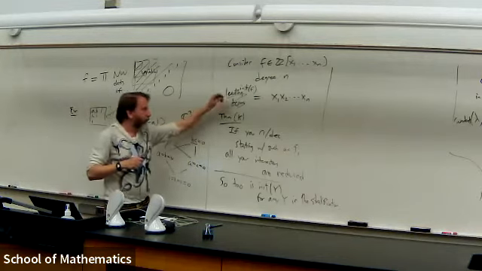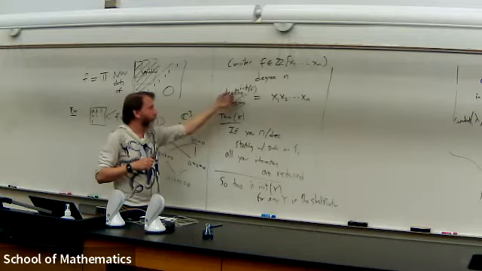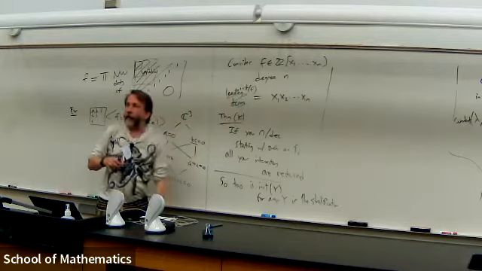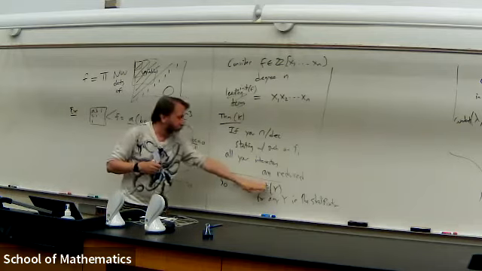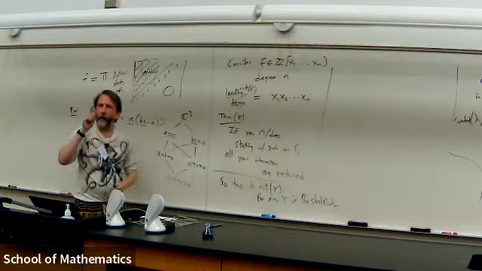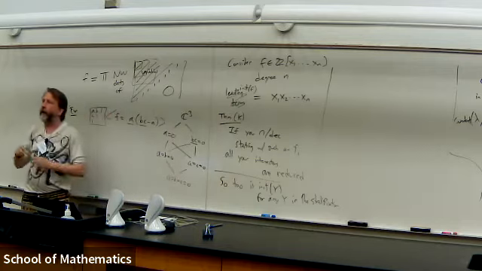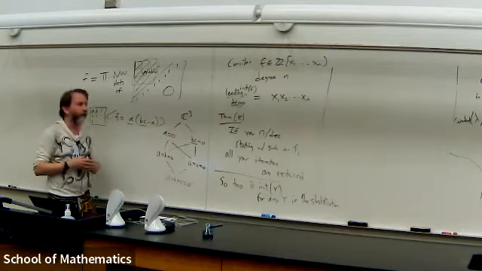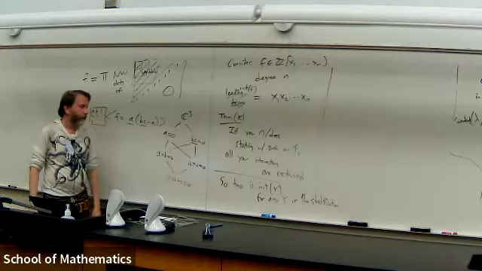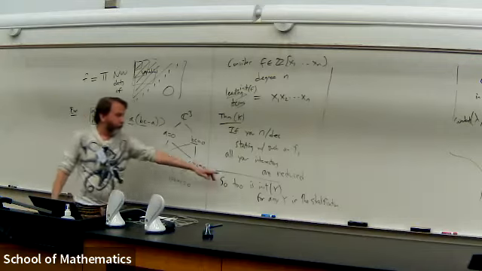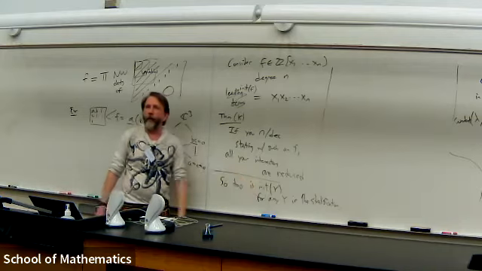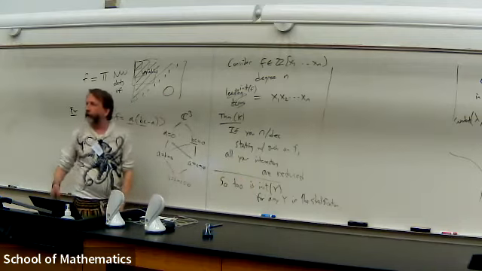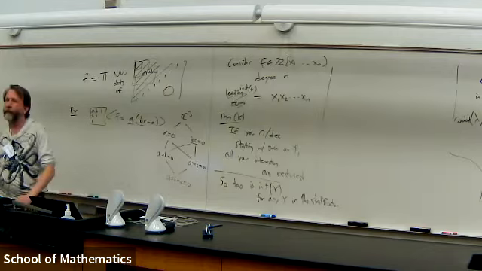If you pick your weighting on your variables generic enough, then whenever you take the leading form of some polynomial, one of the monomials will win and will beat all the others. So you won't have ties if you pick your weighting generic enough. And then what this says is you'll end up with a Stanley-Reisner ideal, one generated by square-free monomials.